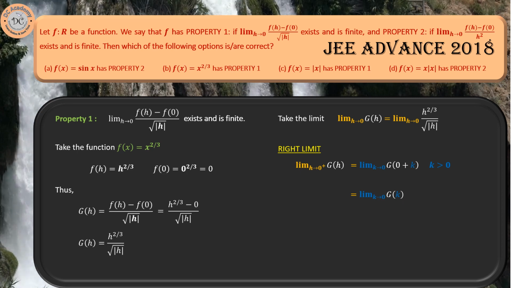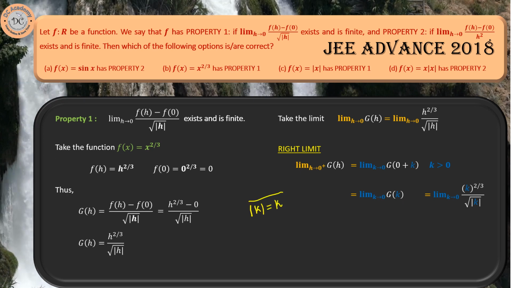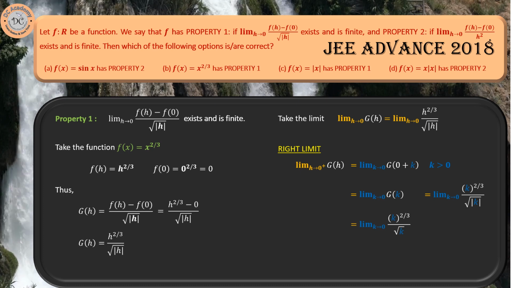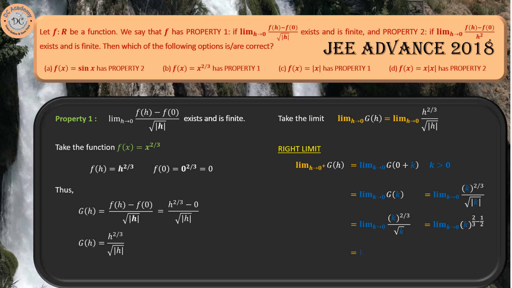So therefore, what is g(k)? Obviously, it is k to the power 2 by 3 divided by square root of mod k. Now here, notice that as k is greater than 0, mod of k will definitely be equal to k, right? That's obvious. So in this particular case, our limit will be reduced to k to the power 2 by 3 divided by k to the power half, which is equal to k to the power 1 by 6, which leads to our right limit as 0. Let's go ahead and compute the left limit as well.